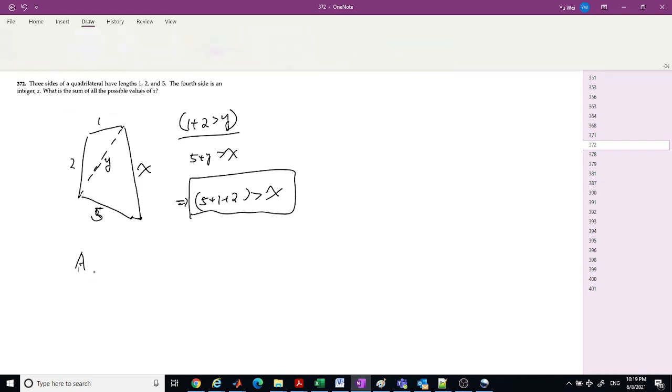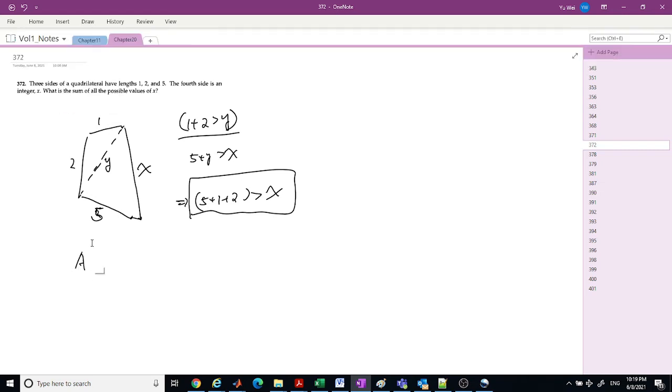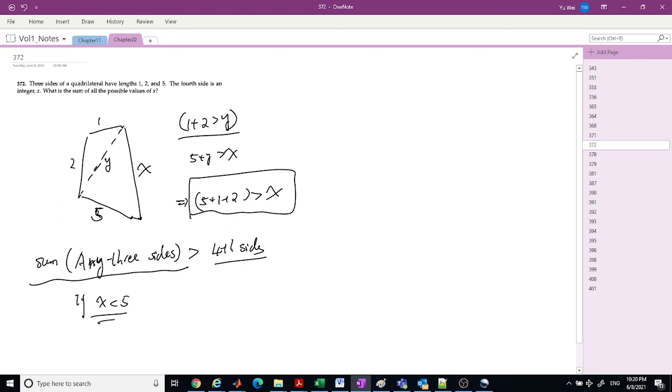So the sum of any 3 sides is greater than the 4th side. Okay, so now let's see. If x is less than 5, we need 1 plus 2 plus x to be greater than 5, and so x needs to be greater than 2. Then x can be 3 and 4.